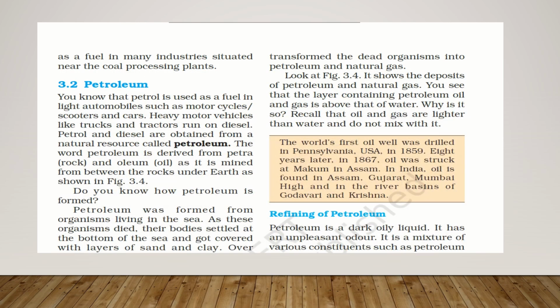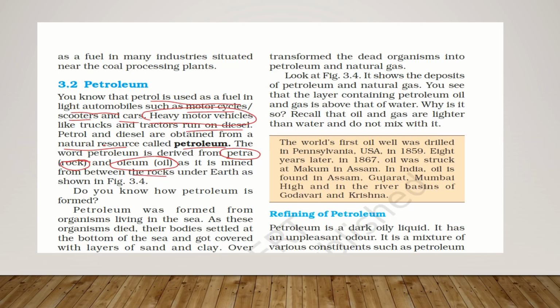Now in the last episode also we have discussed a little bit about petroleum. We have discussed petrol as a fuel, and it is used in light automobiles such as motor vehicles, motorcycles, scooters and cars. Generally heavy motor vehicles run on diesel, and petrol is obtained from a natural resource called petroleum. The word petroleum is derived from petra, where petra means rock and oleum means oil, and it is found in between the rocks.